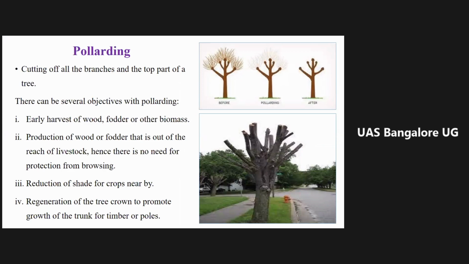And then third objective is the reduction of shade for the crops nearby in plantations. These provide a good light condition for other crops. Then regeneration of the tree crowns to promote the growth of the trunk for the timber or poles. When pollarding is done, the diameter of the tree will increase. It provides good timber or poles.